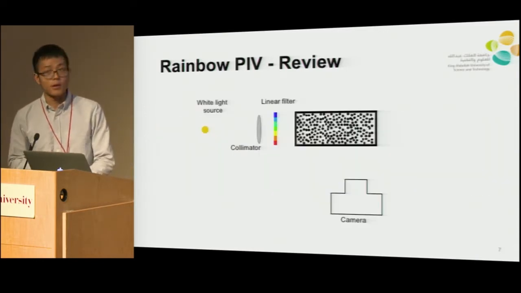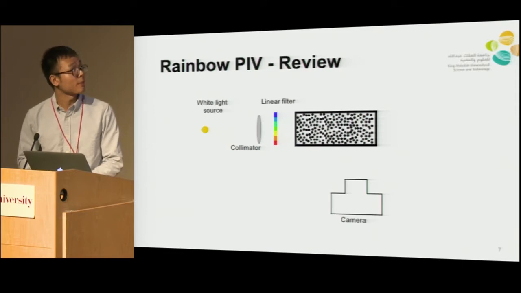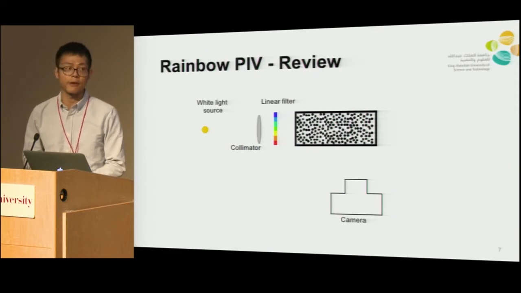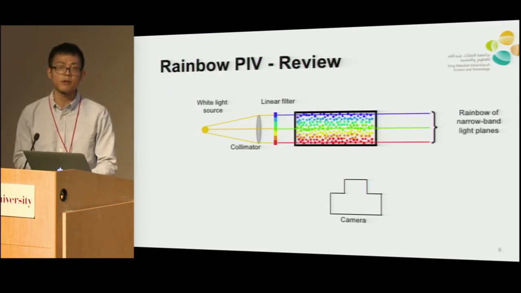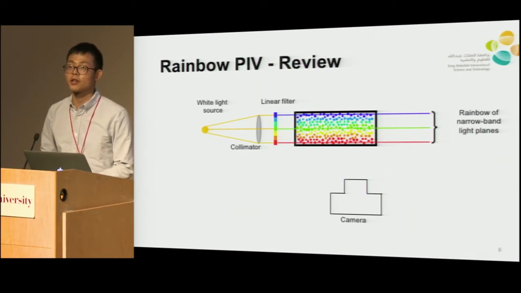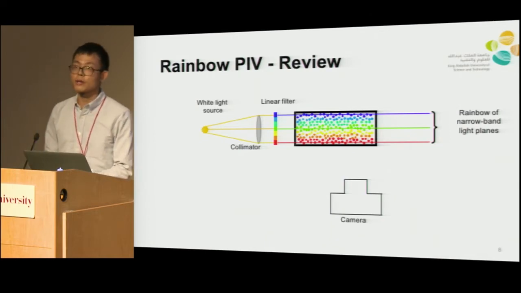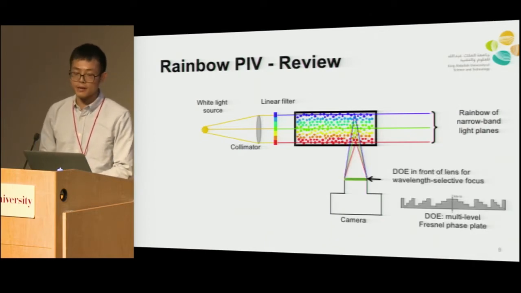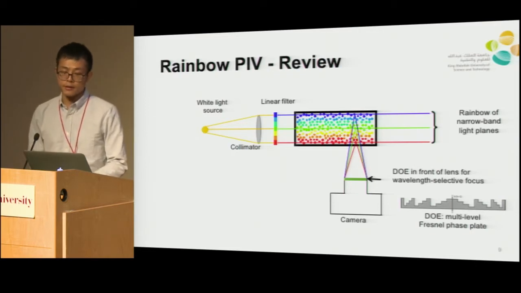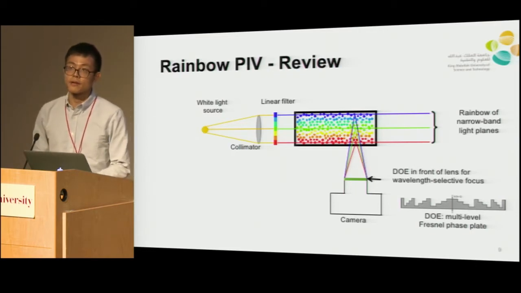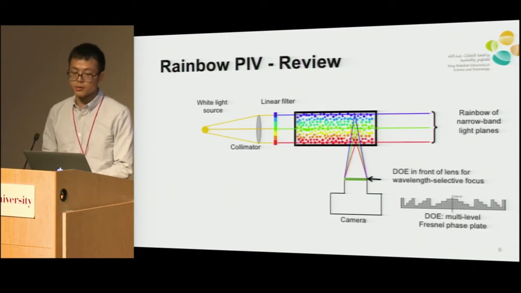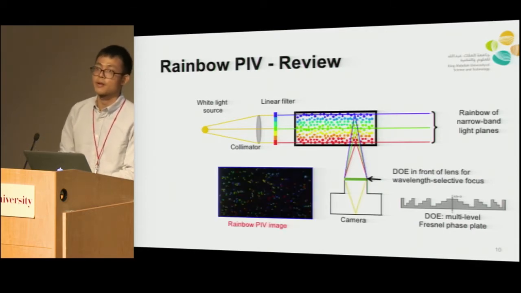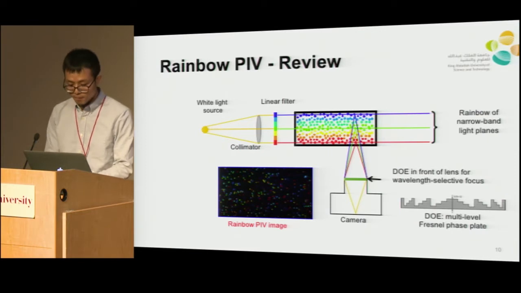We have a white source that comes in and passes through the collimator and the linear variable filter to generate a continuum of parallel light planes, such that the distance between the camera and the particles are color encoded. Moreover, we design a diffractive optical element that can perform the function of wavelength selective focus, such that all the light planes will focus on the same image sensor plane.